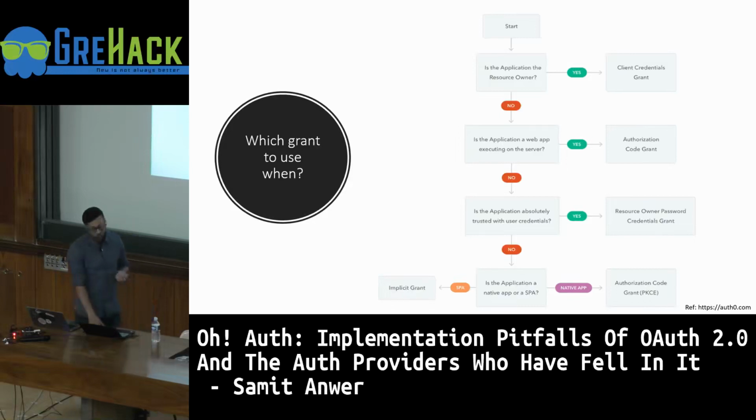So if the application is absolutely trusted with user credentials, then you can go for resource owner password credential grant, which would mean that if we consider the previous situation, if you are willing to share your Google credentials with LinkedIn, then you can use this one, which is called resource owner password credentials grant.